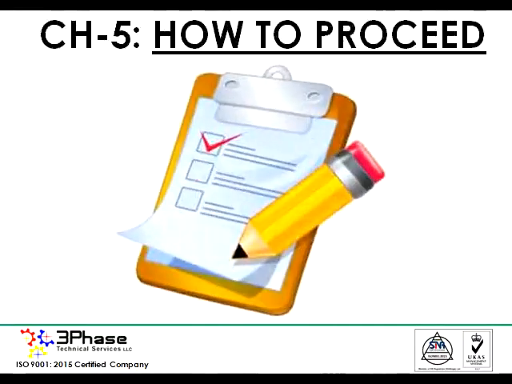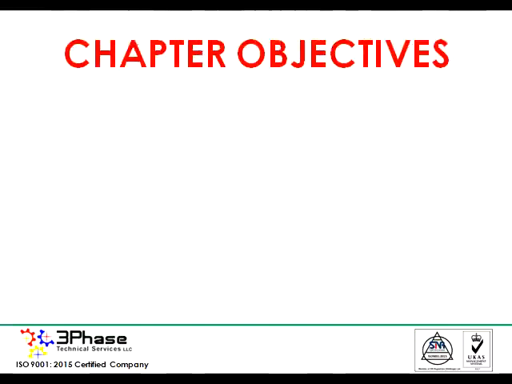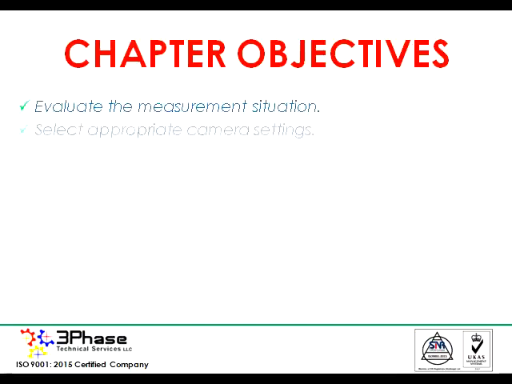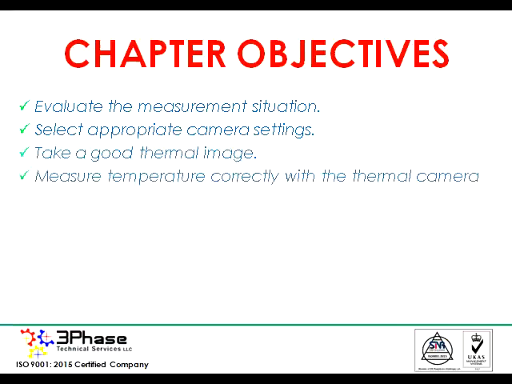Chapter 5. How to proceed in thermography practicals. The objectives of this chapter are: evaluate the measurement situation, select appropriate camera settings, take a good thermal image, measure temperature correctly with a thermal camera.